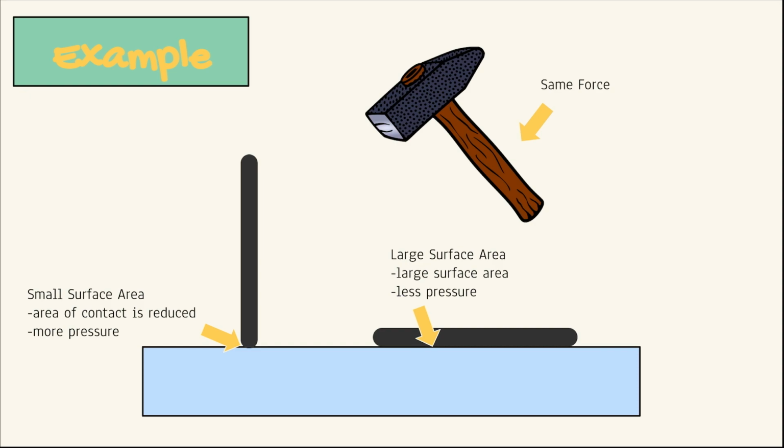Looking at the first object that has smaller surface area, we can see that the area of contact is reduced. This means that there is more pressure, because the force of the hammer hitting the object with a small surface area will result in greater pressure than the force of the hammer hitting an object with a larger surface area.